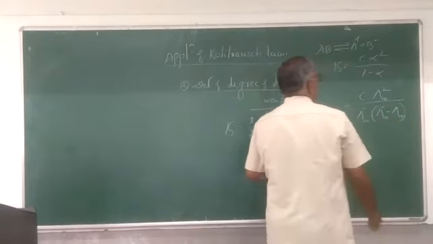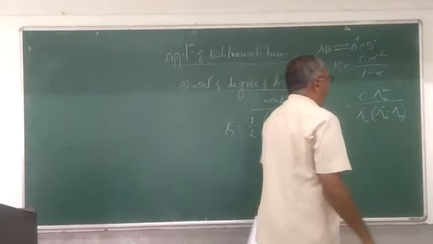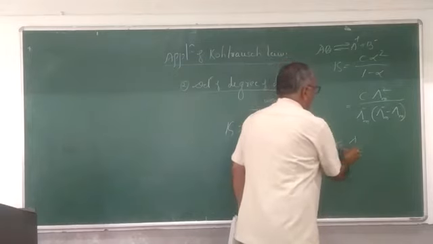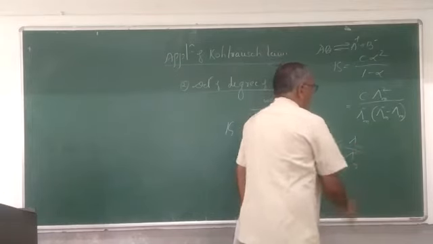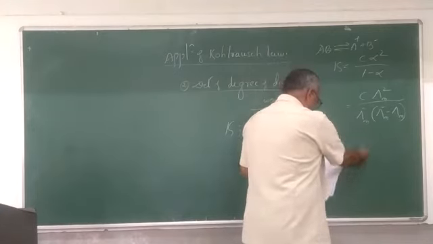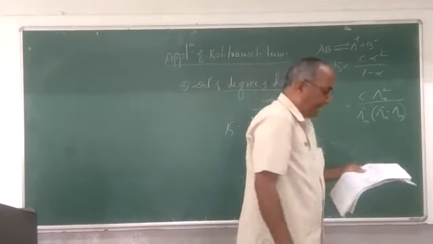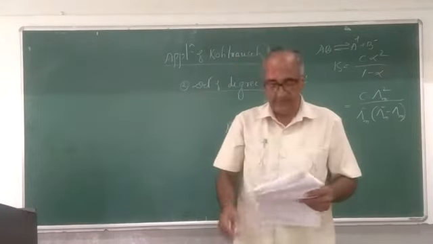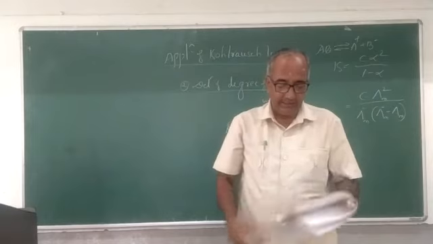After simplification, put the value of alpha, which you know already: alpha is mu m divided by mu m naught. So put the value and simplify, and we will get K. This is the way to calculate the degree of dissociation as well as the dissociation constant.